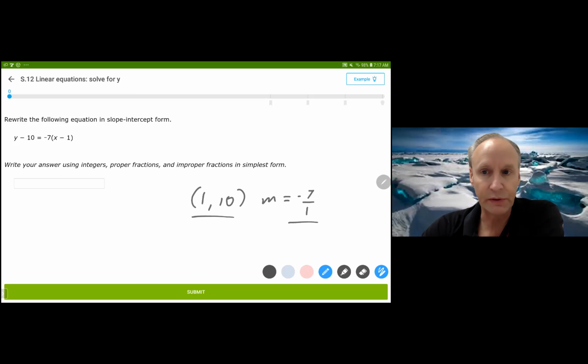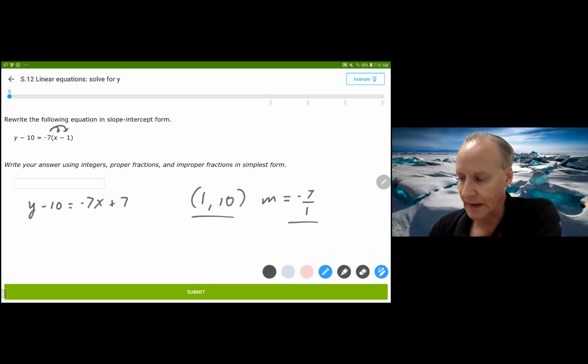Now, what a lot of people are interested in is putting it in slope-intercept form, because they think it'll be easier to graph in that form, or they want y equals so they can put it in a graphing utility. So we're going to distribute the -7 to both parts, and we get y minus 10 is equal to -7x. Be very careful, it is so easy to make a mistake here. Plus 7, and I'm going to add 10 to both sides. I'm going to put all the steps here. And we get y is equal to -7x plus 17.